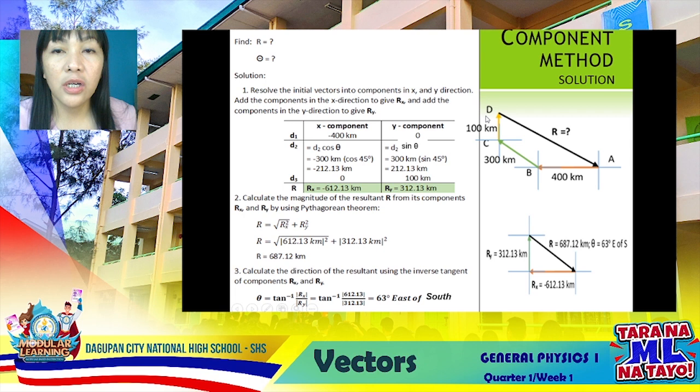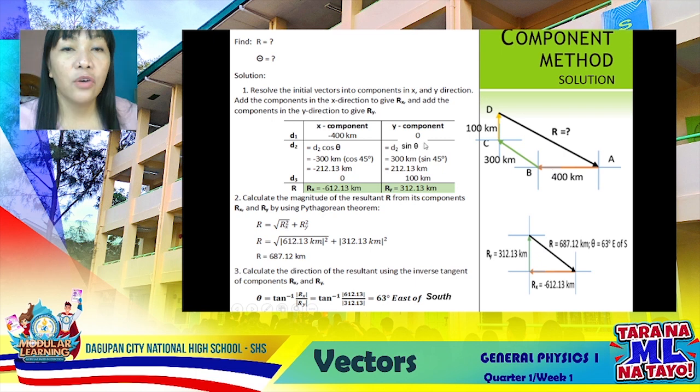So your D sub 1 for the x component is negative 400 kilometers. Why is it negative 400? Because the arrow is going toward the west. And in this case, this is at quadrant 2, wherein x is negative. That's why 400 here is negative. Now, the y component of D sub 1 is 0 because the vector is directed at the x direction only. While D sub 2 is in between the x and y plane, so it is at 45 degrees northwest.